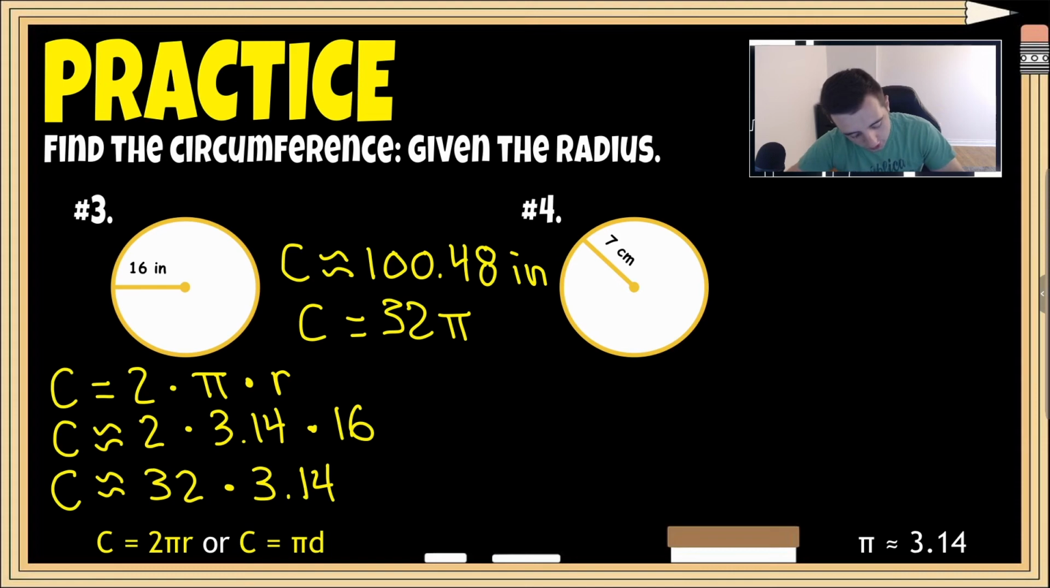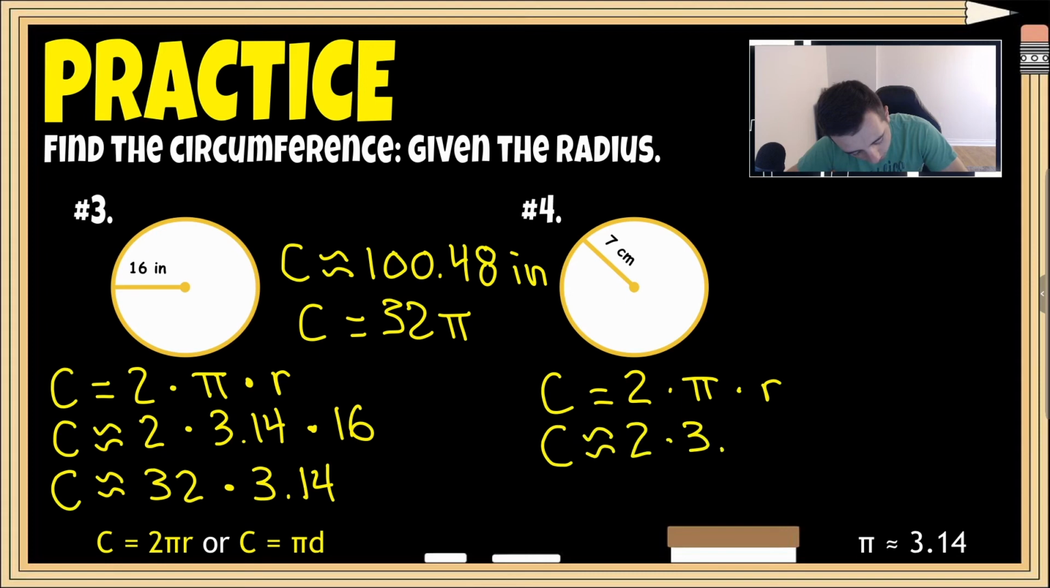Now let's move on to number 4. Okay, same thing. Let's jot down our formula. C equals 2 times pi times r. Let's plug in our values. C is approximately 2 times 3.14 times r, which is 7. I know 7 times 2 is 14. So we have 14 times 3.14.